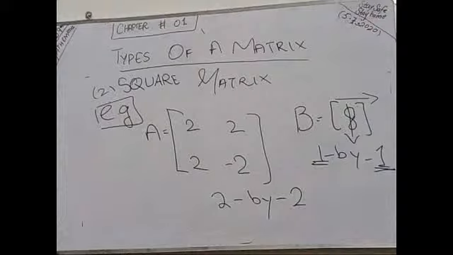Another example. It also has all entries equal to 0, so ये भी एक null या zero matrix है, null or zero matrix. Now null matrix or zero matrix is represented by O. Null matrix or zero matrix is represented by O, capital O.